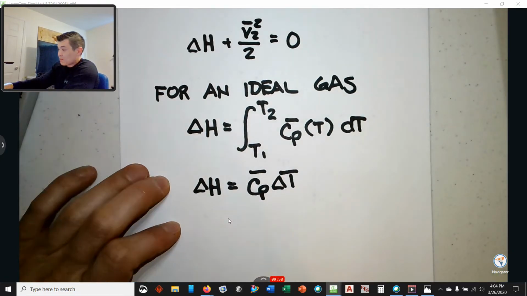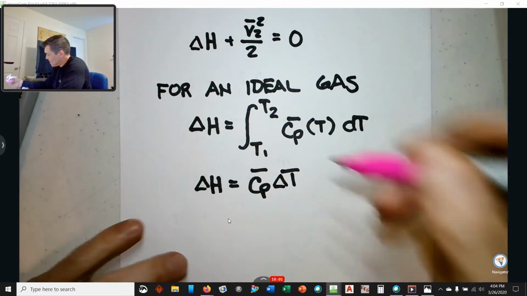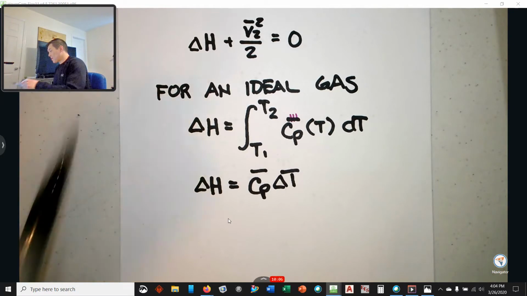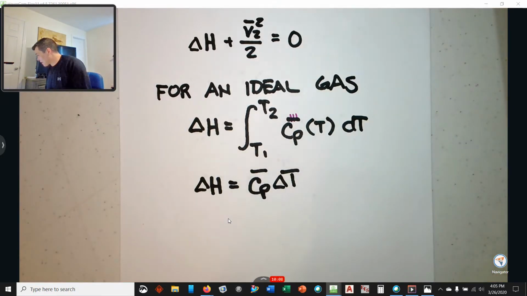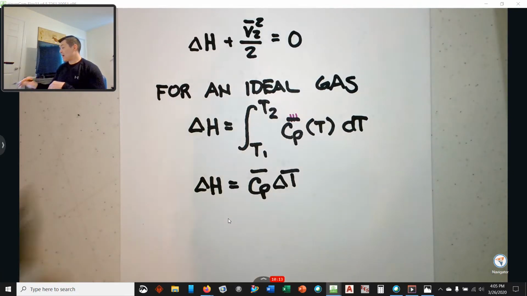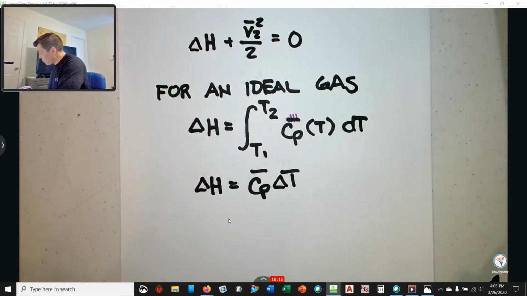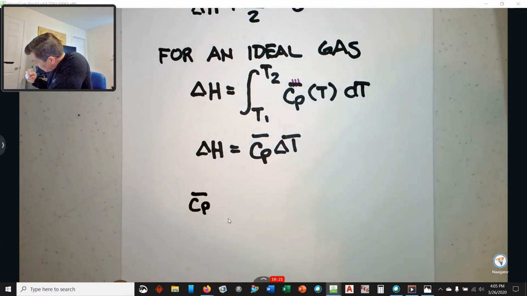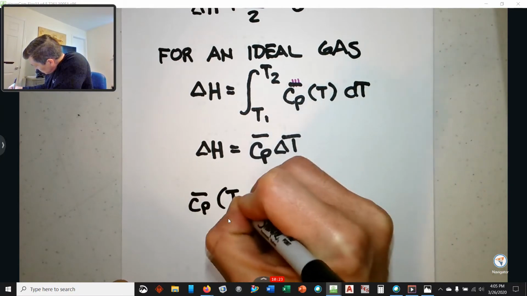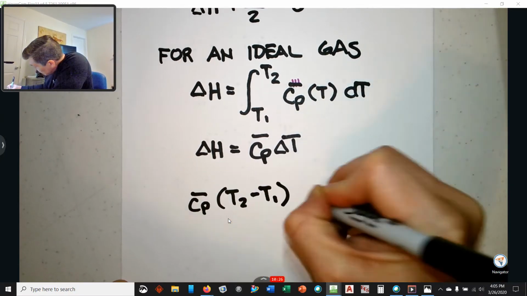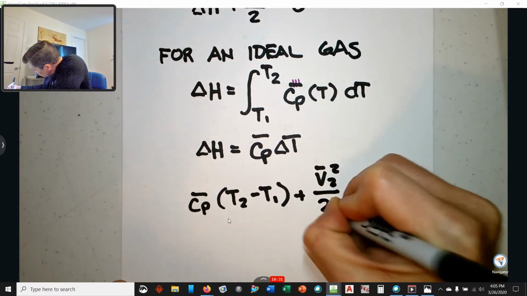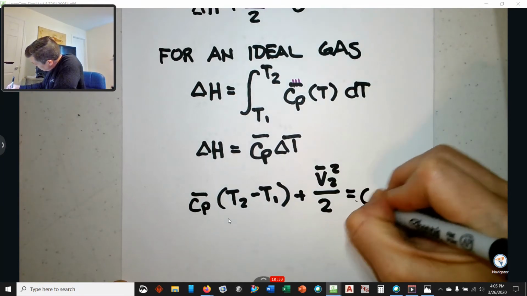So it's bugging me now that that's not there. That's not average Cp. That's Cp as a function of temperature. All right, anyhow, so we have delta H equals Cp delta T for the enthalpy change. So for the ideal gas, we could then write the average specific heat times T2 minus T1 plus V2 squared over 2 is equal to 0.